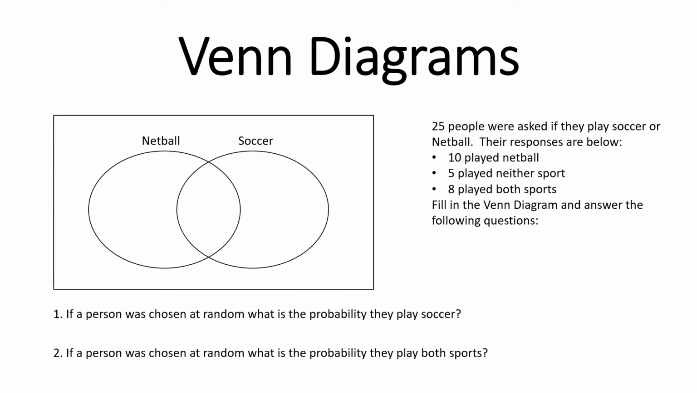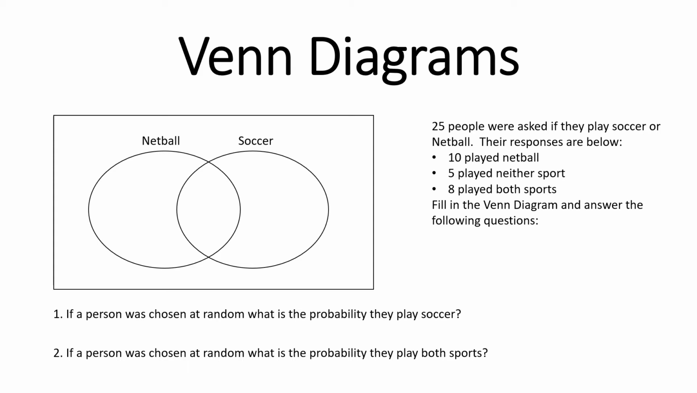Okay, let's have a look at another example. 25 people were asked if they play soccer or netball. Their responses are below. 10 played netball, 5 played neither sport, 8 played both sports. Fill in the Venn diagram and answer the following questions.